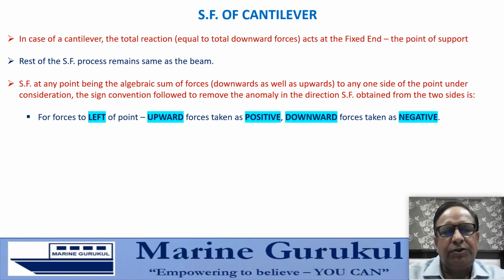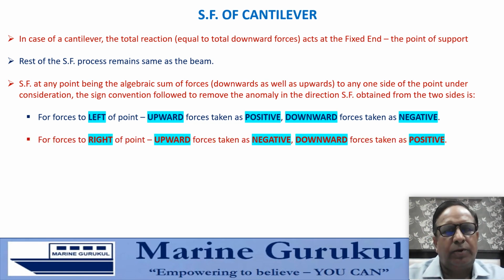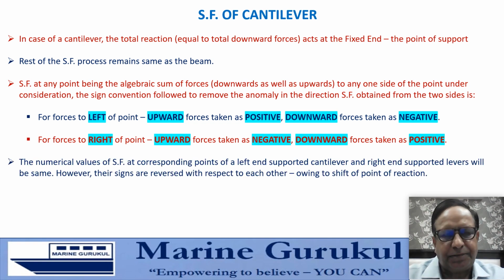The sign convention is for forces: if you are taking the algebraic sum of the forces to the left of the point, then upward forces are taken as positive and downward forces are taken as negative. If you wish to calculate the SF by considering the forces to the right of the point, the sign convention is reversed. The upward forces are taken as negative and downward forces are taken as positive.